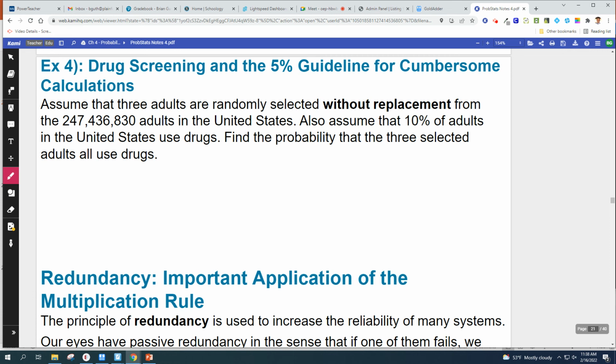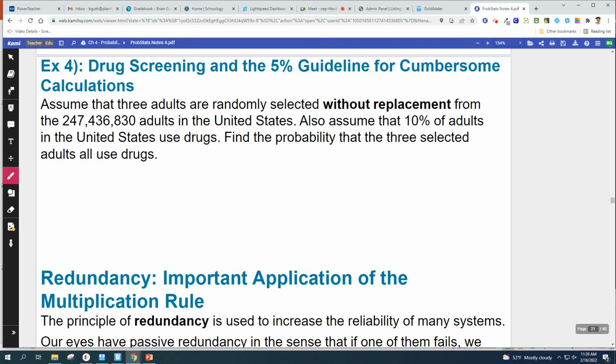Example 4, drug screening and the 5% guideline. Assume that 3 adults are randomly selected without replacement from the 247 million or so adults in the U.S. Also assume that 10% of adults in the United States use drugs. Find the probability that the 3 selected adults all use drugs.